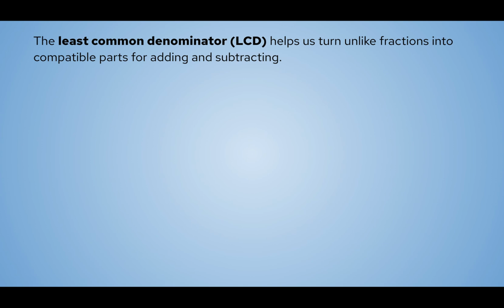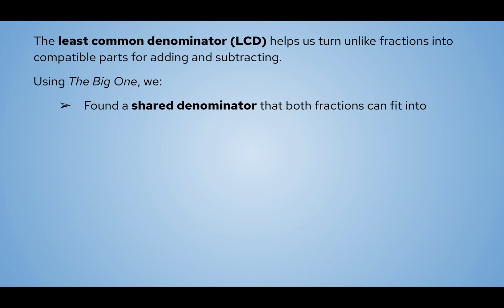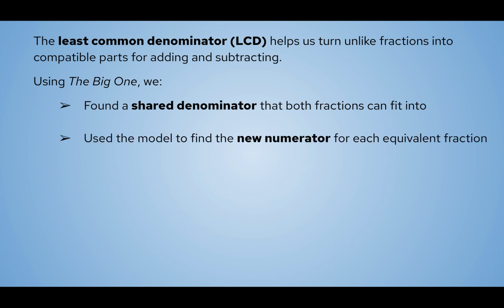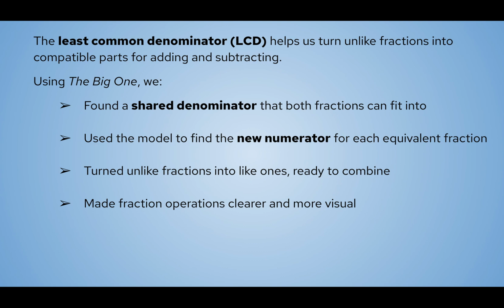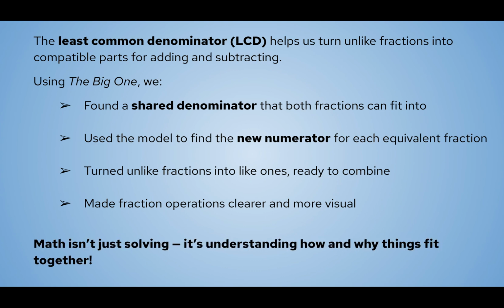So the least common denominator, or LCD, helps us turn unlike fractions into compatible parts for adding and subtracting. Using the big one, we were able to find a shared denominator that both fractions can fit into, and we used the model to find a new numerator for each equivalent fraction. We turned unlike fractions into like ones, ready to combine. And we made fraction operations clearer and more visual. So math isn't just solving, it's understanding how and why things fit together.